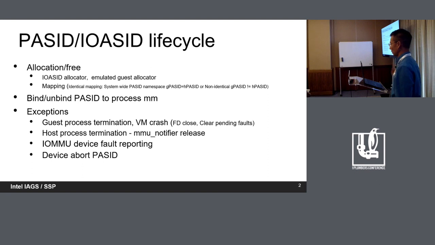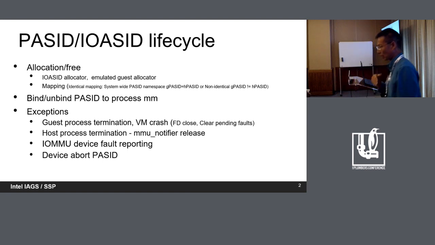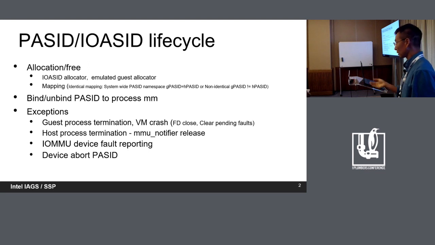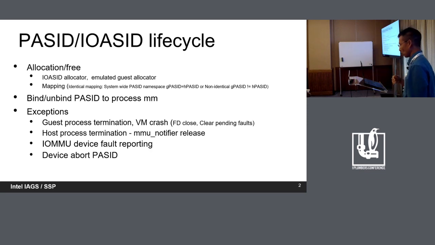So we're going to talk about the allocation free, and if I have time, we can talk about the mapping between identity, where the guest and host share PASID, versus non-identity, where the guest has its own PASID space and the host always uses the host PASID. And then the typical life cycle: the second step is allocation and then bind to an MM, which can be either a guest or host process.